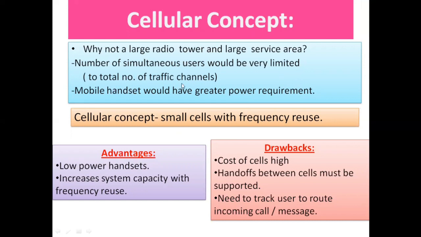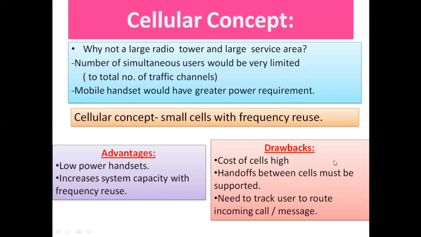So that's what the cellular concept says. We cannot have a large radio tower and a large service area because we need full duplex communication, and our mobile handset has a limitation regarding power generation. By this process, we could serve only a few users with a large service area by one single base station. So instead, to provide service to more users with the available frequencies and the available power of the mobile handset, we go for small cells, called the cellular concept, with frequency reuse. So here the frequency gets repeated.